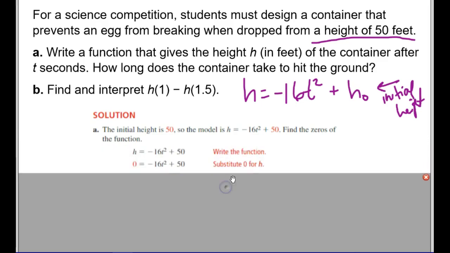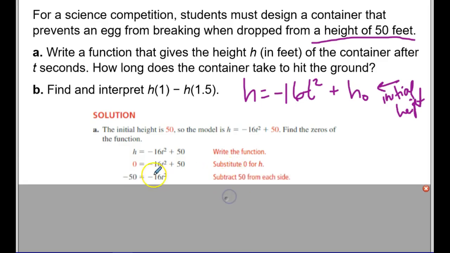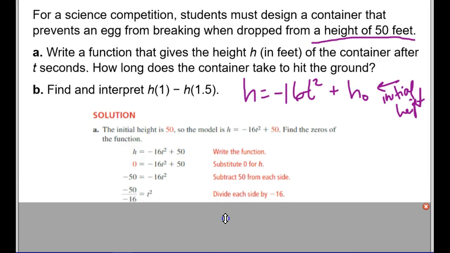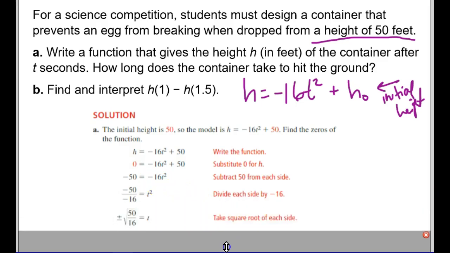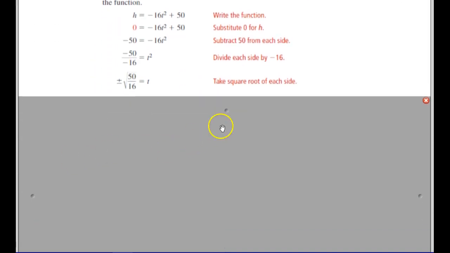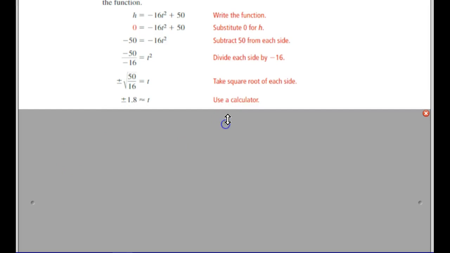I want to substitute 0 for h because that's where a zero is. Then I see I don't have a t term, so I'm going to use the square root method. I subtract 50 from both sides, divide both sides by negative 16, and now take the square root of both sides. So I end up with plus or minus the square root of 50 over 16. Then I can use my calculator, and when we're dealing with heights and times, we generally are fine using calculators to estimate. So I estimate my time is approximately 1.8 seconds.